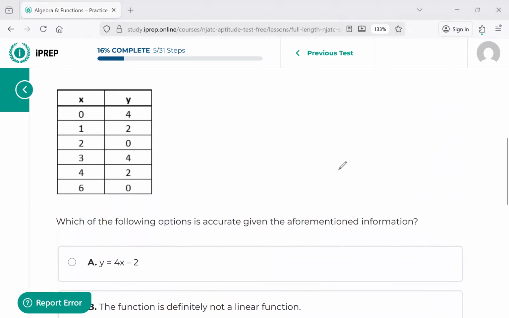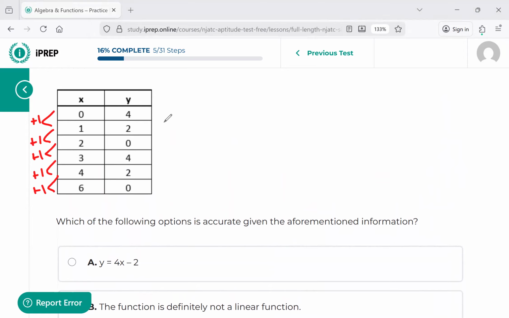How do you know if it's linear? So looking at the x's, from 0 to 1, you have to add one. From 1 to 2, you add one. From 2 to 3, you add one. From 3 to 4, you add one. As long as these are constant.